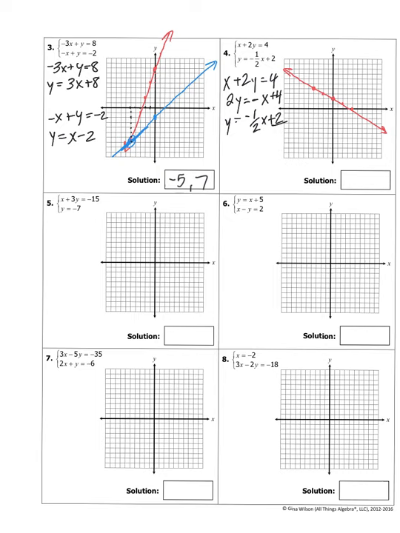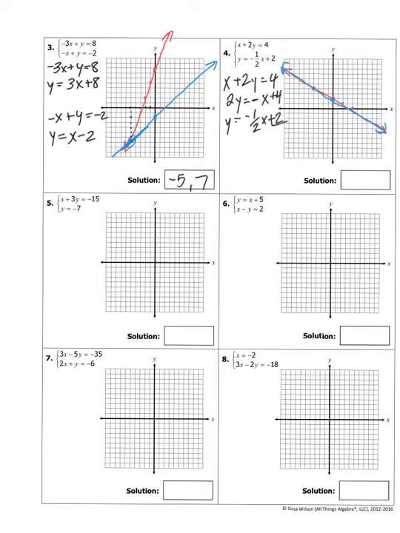All right, and then my other equation has a y-intercept at 2, and the slope is down 1, right 2. Down 1, right 2. Uh-oh.